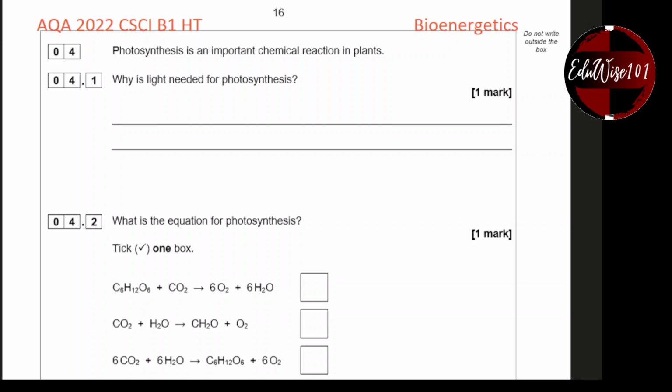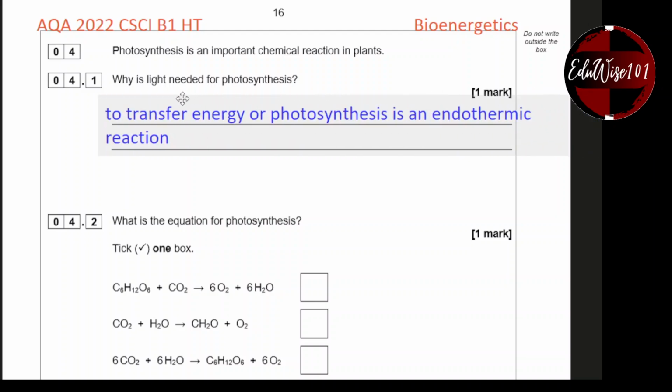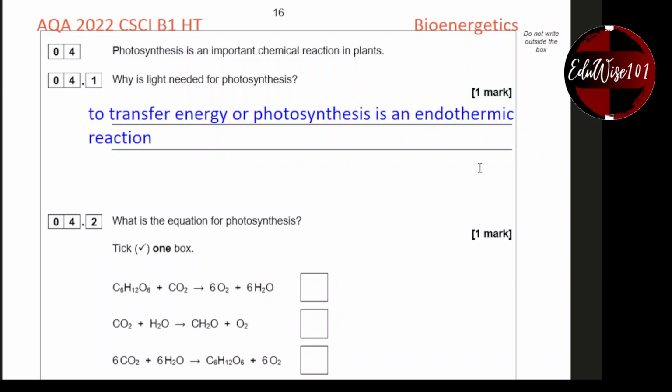The light is absorbed by chlorophyll for photosynthesis, which means that photosynthesis requires energy, making it an endothermic reaction. So you could say to transfer energy, or that photosynthesis is an endothermic reaction.